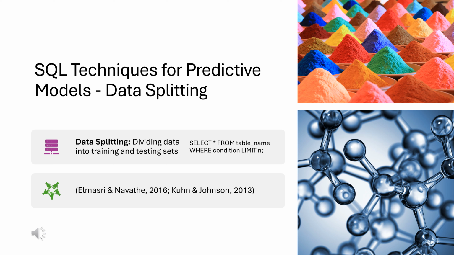Data splitting is about dividing the data into training and testing sets, which is vital for model validation. This command allows us to select a subset of the data for training or testing purposes, ensuring our model is validated on different data than it was trained on.